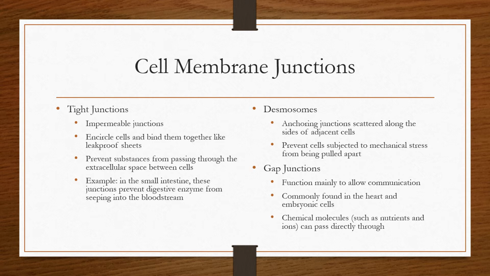Gap junctions function mainly to allow communication, and are commonly found in the heart and embryonic cells. They allow chemical molecules such as nutrients and ions to pass directly through. In gap junctions, the neighboring cells are connected by hollow cylinders composed of proteins called connexons that span the entire width of the membrane. Because they span both membranes, these connexons are called transmembrane proteins.